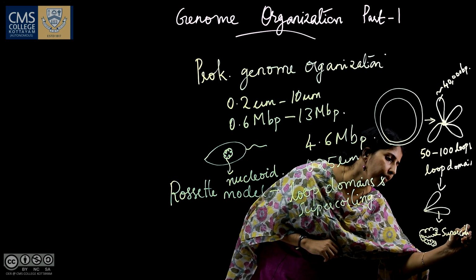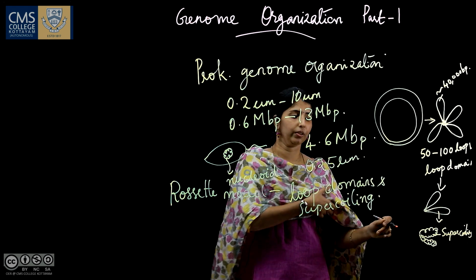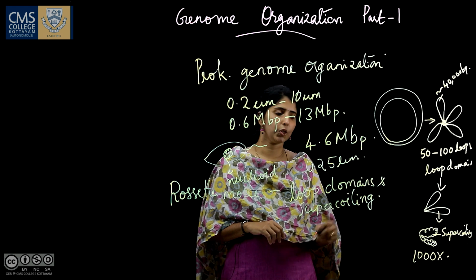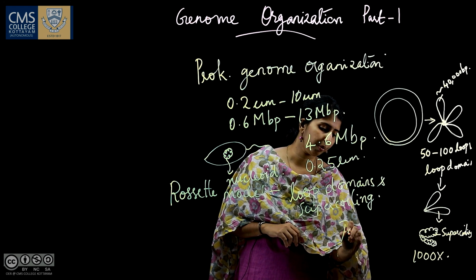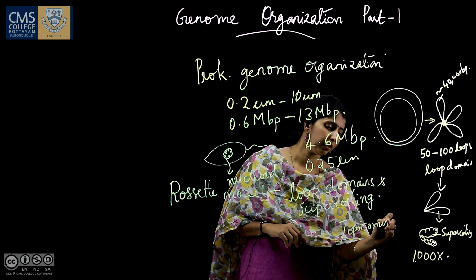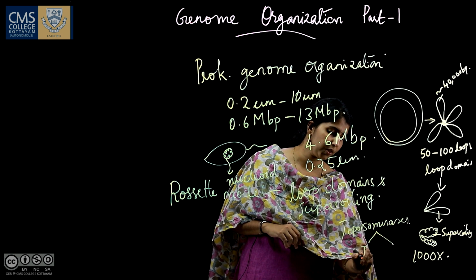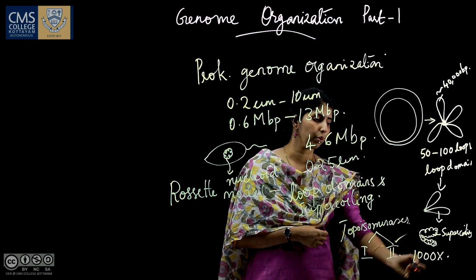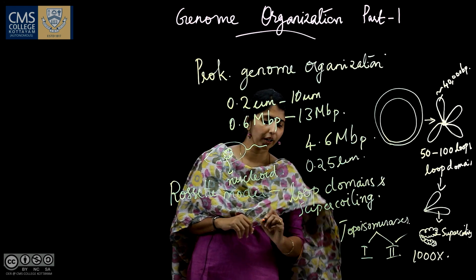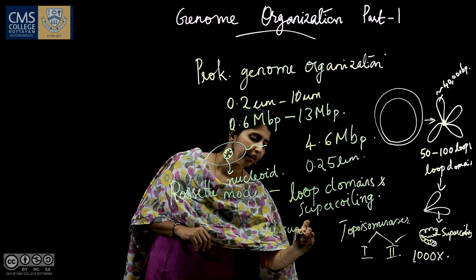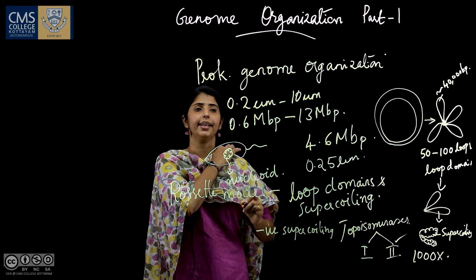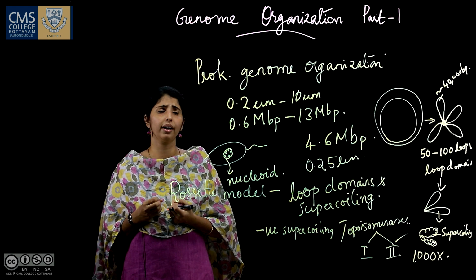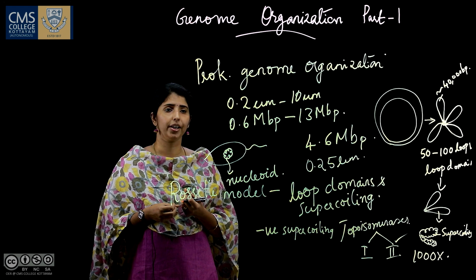Each loop gets further coiled to form a much more compact structure so that the whole DNA will be compacted 1,000 times. The supercoiling is achieved with the help of an enzyme called topoisomerase. There are two classes of topoisomerase, 1 and 2, of which topoisomerase 2 is responsible for the negative supercoiling seen in bacterial DNA. Now, what is negative supercoiling? Negative supercoiling means the DNA is underwound. That means both the strands can easily be separated and will be available for other functions of the cell like replication or transcription.